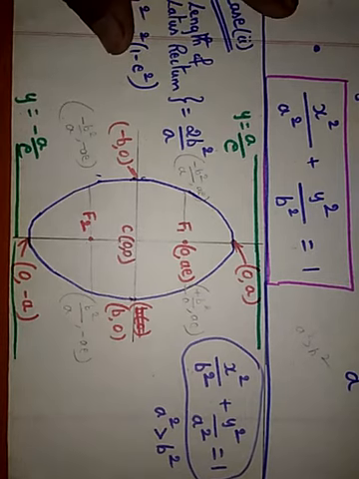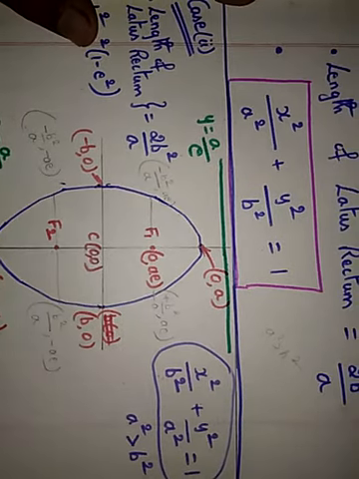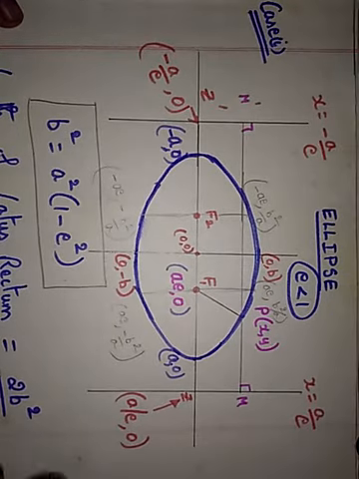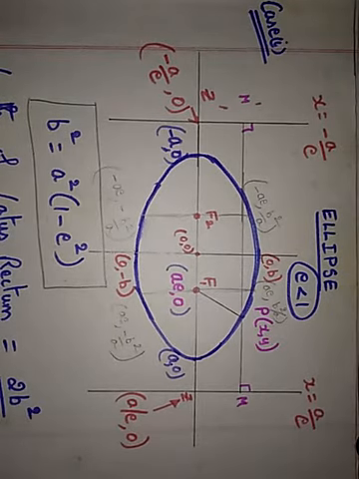So that's all about two basic ellipse structures, horizontal and vertical. And if you know this diagram, you can easily solve the problem.